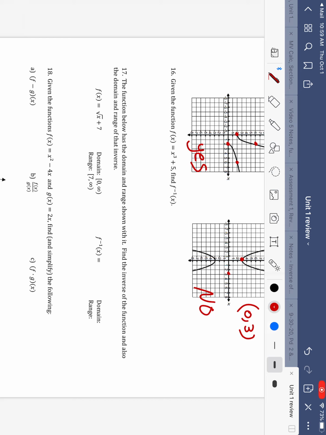All right, given this function, find f inverse of x. That means find the inverse. This notation here means inverse.